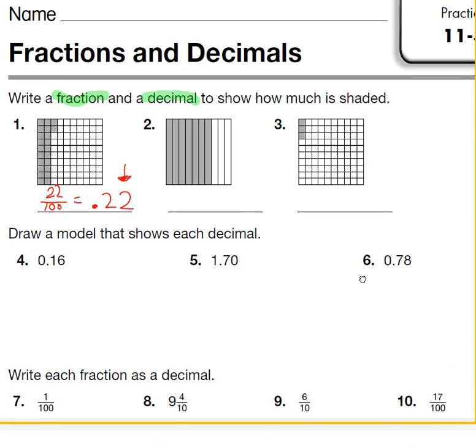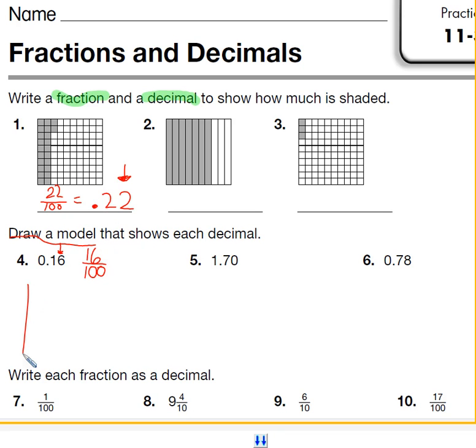Number 4 says draw a model that shows each decimal. So for this one, we have 0.16, and the 6 is in the hundredths place. So because the last number that is not a 0 is in the hundredths place, we're going to say that's 16/100ths. So the way we write this out, we write out 100 as our denominator, and 16 goes on top. Now this says draw a model. So to draw a model, you can pretty much mimic this up here.